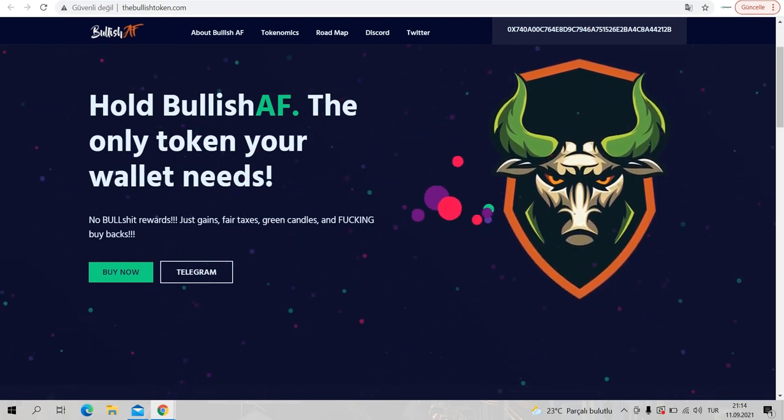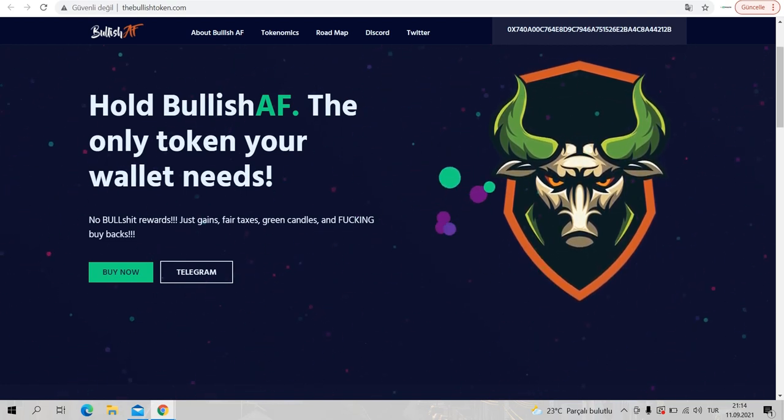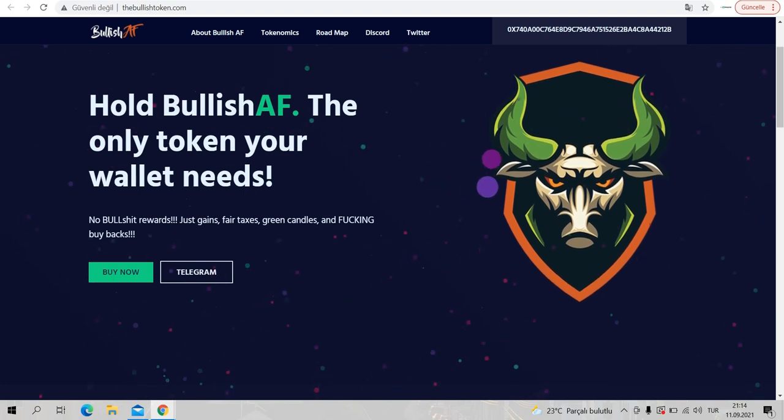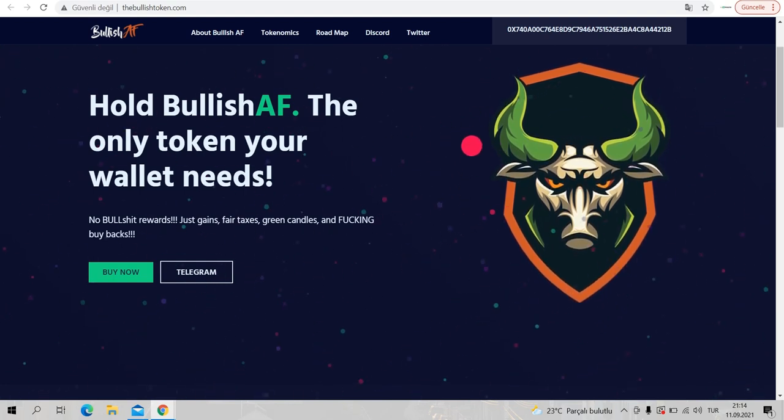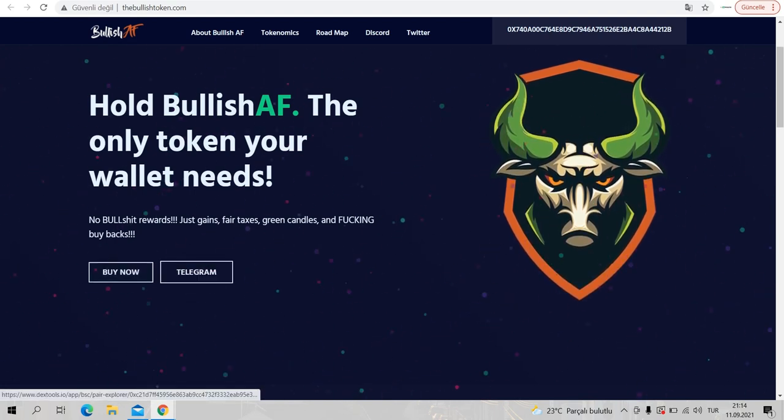Hold Bullish, the only token your wallet needs. No rewards, just gains, green candles, and buybacks. Buy now. And my dear subscribers, you can buy this through the link, Dex Tools.